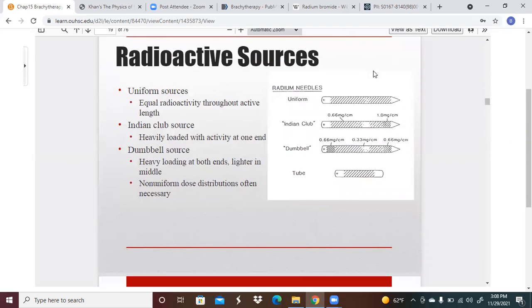Now, how are these sources loaded into these particular types of needles? Well, you've got a uniform distribution here. You've got what is called an Indian club. We have a full strength here, and then you have something a little bit more towards the pointy end. You have something called a dumbbell, where a smaller amount is inserted here with heavier amounts at the ends. And then you have a tube, where rather than just a pointy end, you have rounded ends at both spots.